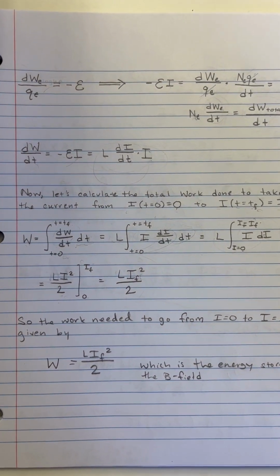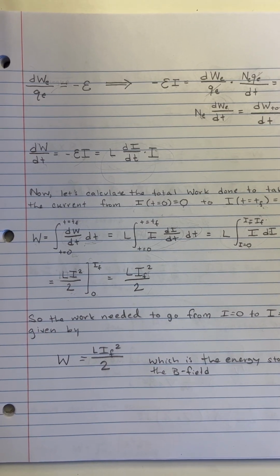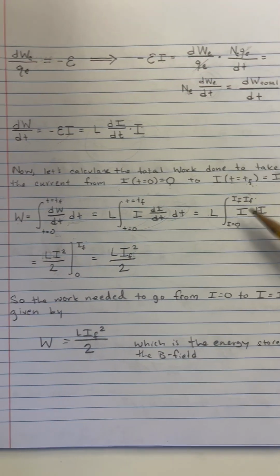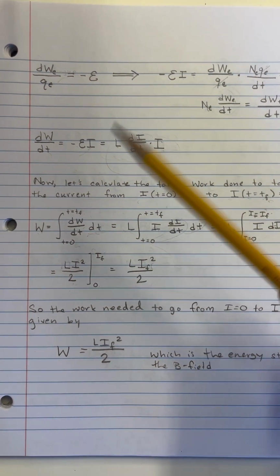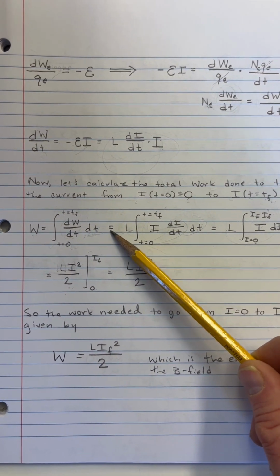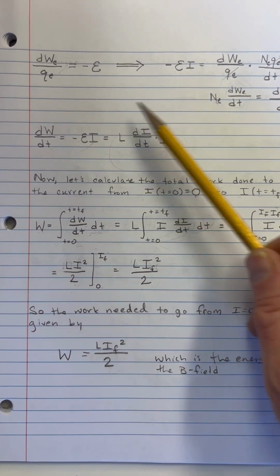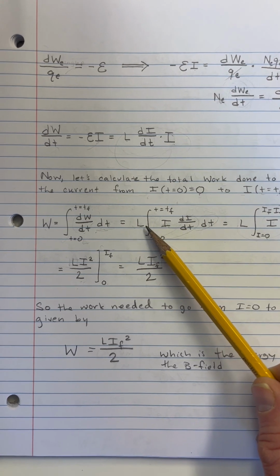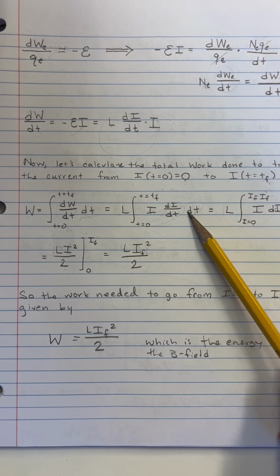Okay. Now our goal at this point is to calculate how much work needed to be done to take our inductor from a current of 0 to some final current value. And in order to calculate the total work, we're going to need to integrate the derivative. And so we have the integral of dW/dt, and that's going to be equal to, we substitute in this formula right here, and the inductance can go out of the integral since it's a constant. So we get L times the integral of I times dI/dt times dt.